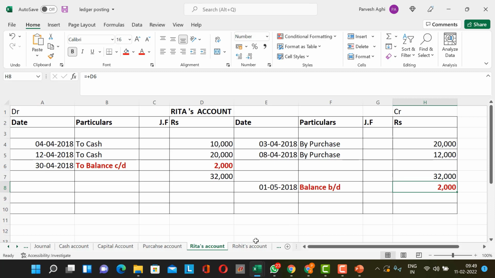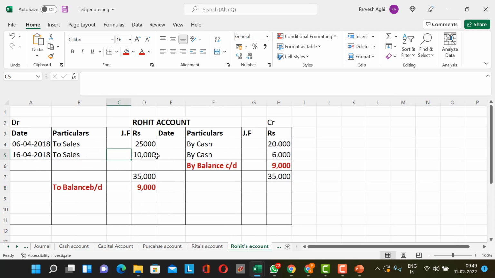Then we look at Rohit's account. Now, we are selling goods to Rohit. So we are debiting Rohit for all the sales we have made. There are two sales: on 6th April, we sold goods worth 25,000 rupees, and on 16th April, we made sales of 10,000. Altogether, we have sold goods worth 35,000 to Rohit. And what money we have received from Rohit will come on the credit side, 20,000 and 6,000.